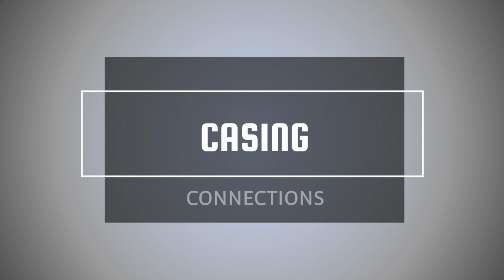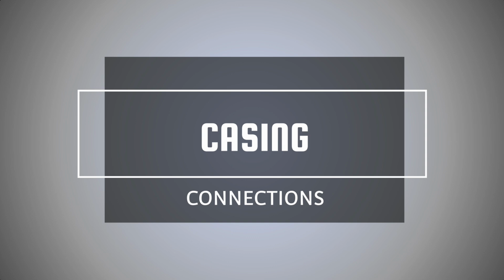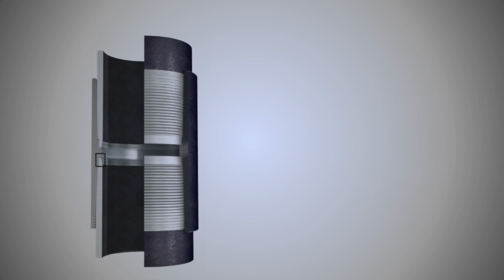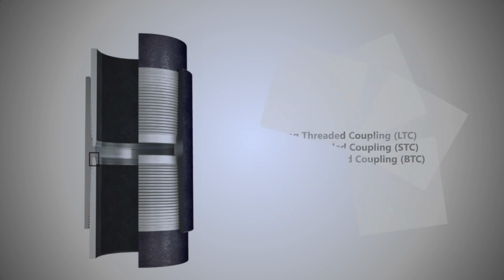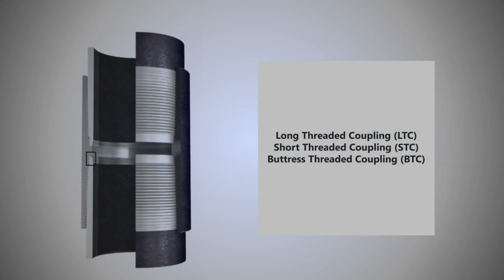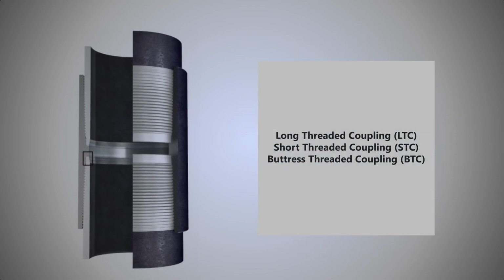Finally, let's discuss casing connections. Casing connections are just as important as the pipe body itself. They connect individual joints and must maintain mechanical strength and pressure integrity. The most common connections are API threaded and coupled connections, such as long-threaded coupling, LTC, short-threaded coupling, STC, and buttress threaded coupling, BTC.